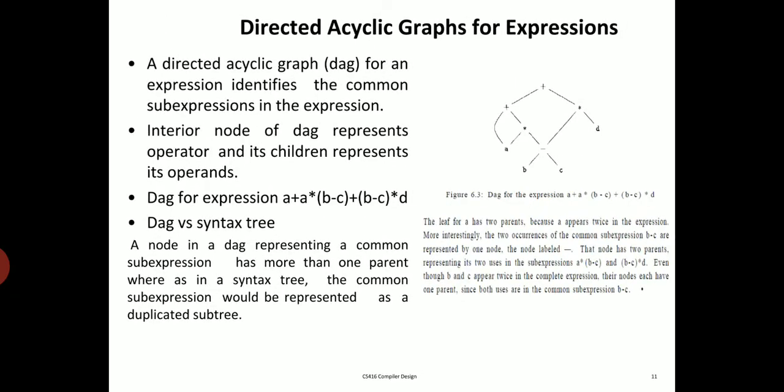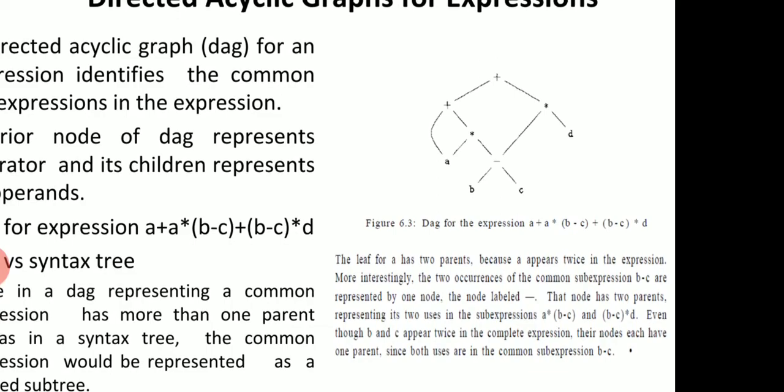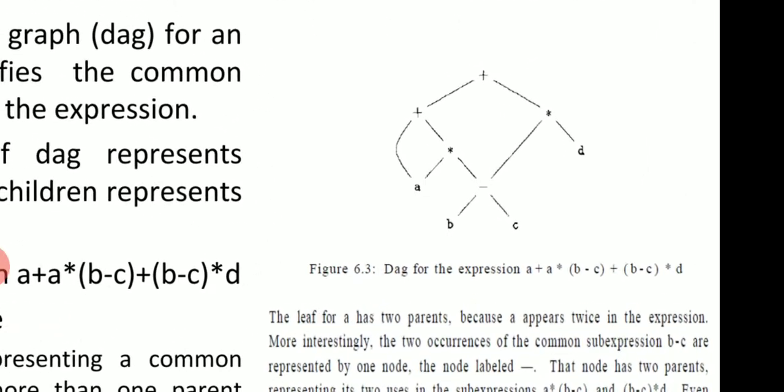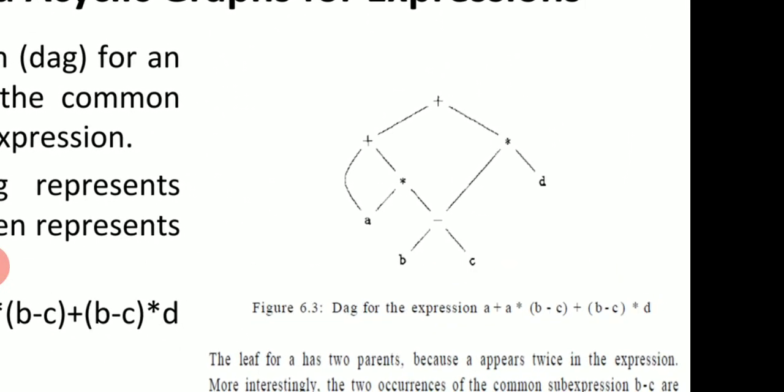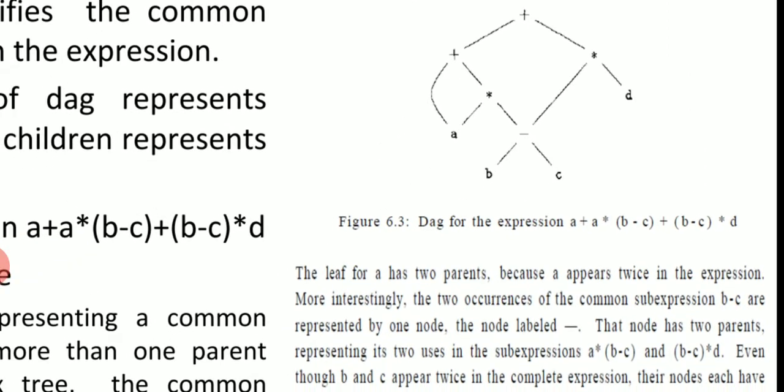So a node in a DAG representing a common sub-expression has more than one parent, whereas in a syntax tree the common sub-expression will be represented as a duplicated subtree. Here we know that this a, b and c has minus, and this is actually the parent for plus and this star, that is b minus c star d, a star b minus c, that is also evaluated.